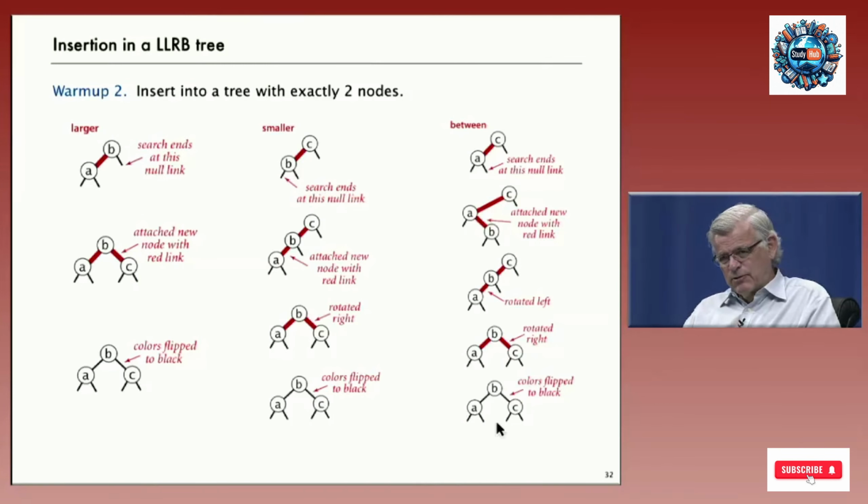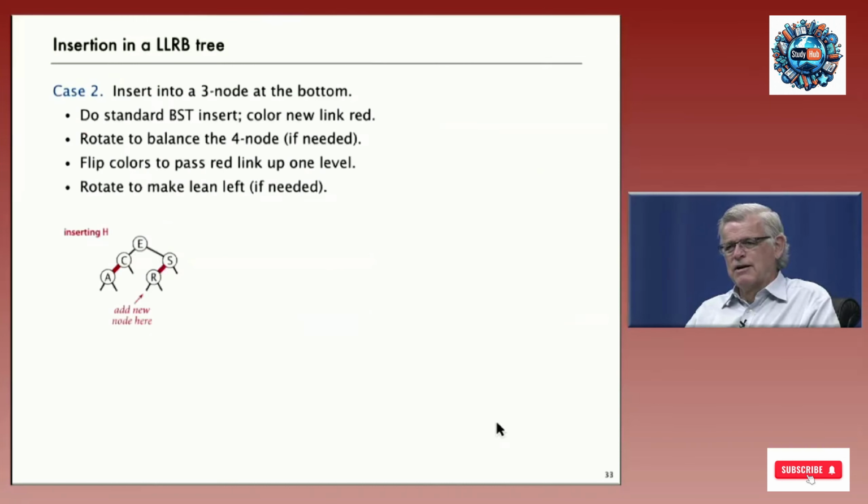So that sort of operation is going to work in a big tree when we insert into a new 3-node at the bottom. We do the standard BST insert, color the new link red. Then we do the rotations that we need, either 1 or 2 rotations to balance the temporary 4-node, and then we flip colors to pass the red link up 1 level, and then we might need to rotate to make that one lean left.